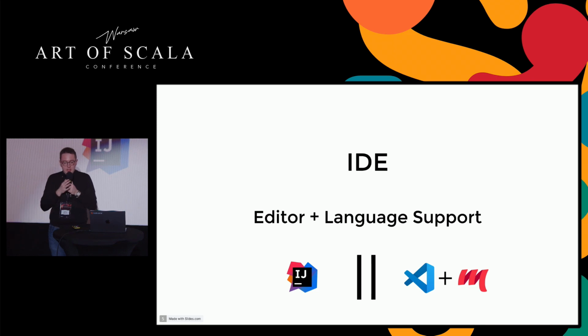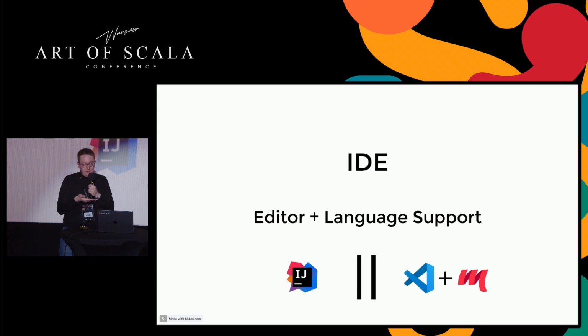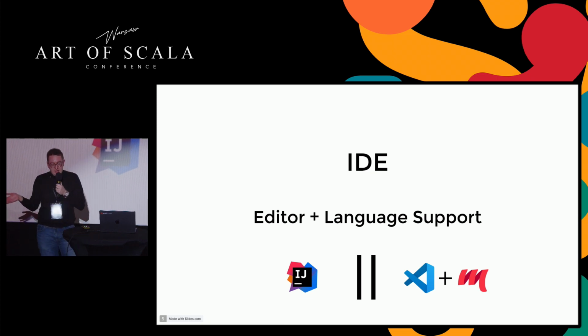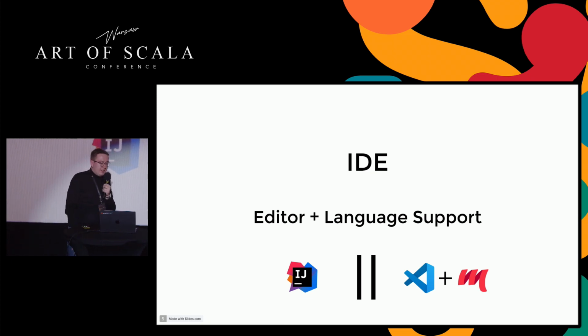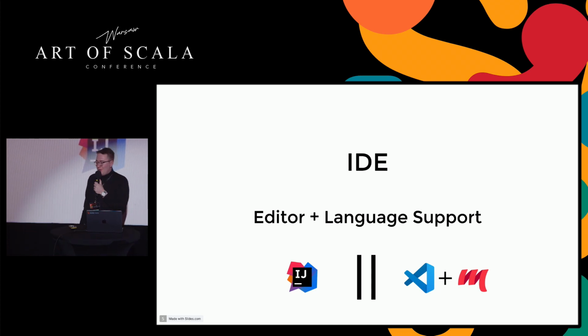And it can be bundled together or separately, like IntelliJ is bundled with Java support and editor, and you have VS Code, which you can plug Metals into. So that's it. And they can't be used without each other. So to have an IDE, we need to implement both. And both are extremely hard to implement.